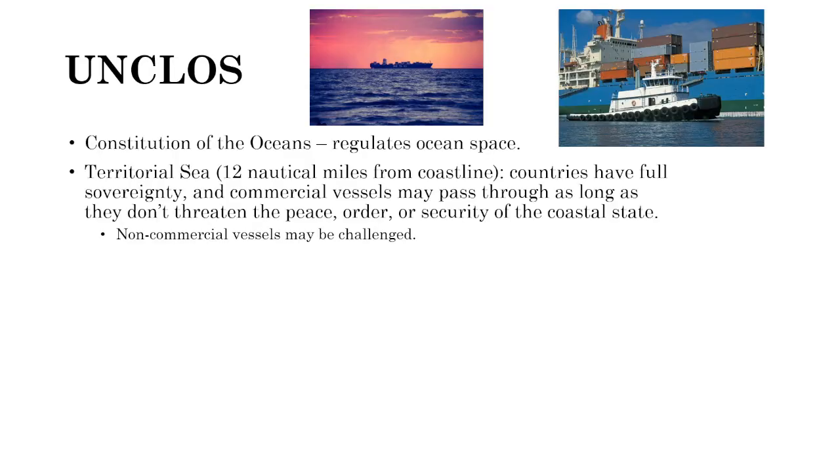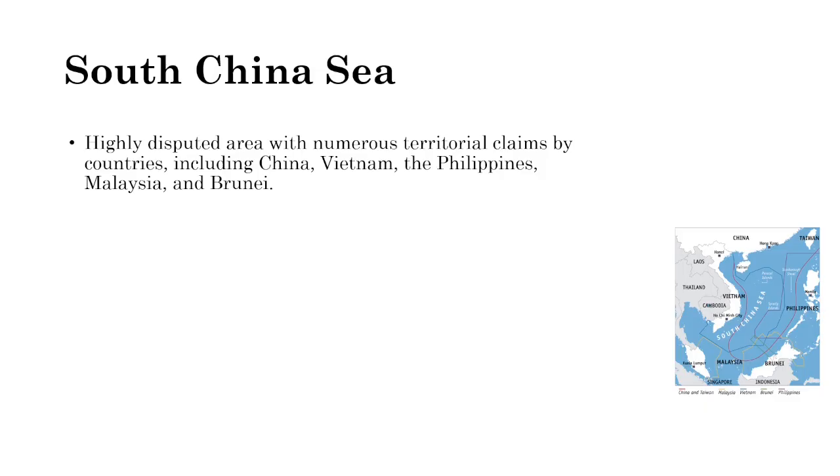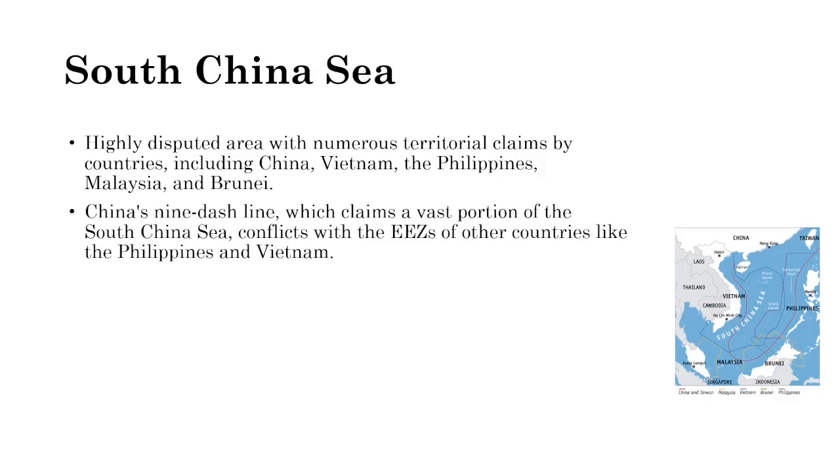Next, we have the South China Sea, and this is a highly disputed area with lots of territorial claims by countries like China, the Philippines, Malaysia, and Vietnam. China's nine-dash line claims a vast portion of the South China Sea, and it conflicts with the exclusive economic zones of other countries like the Philippines and Vietnam.